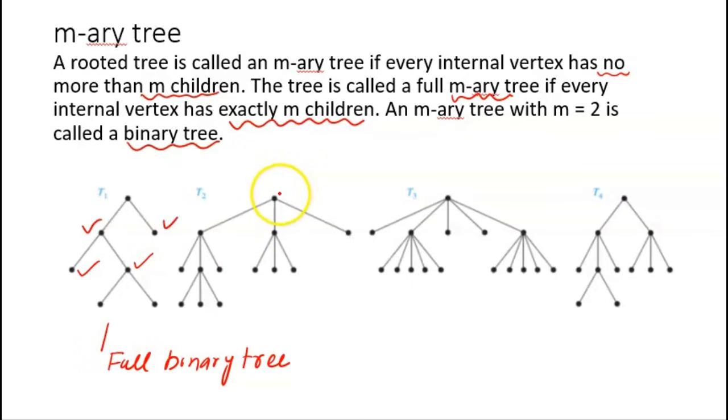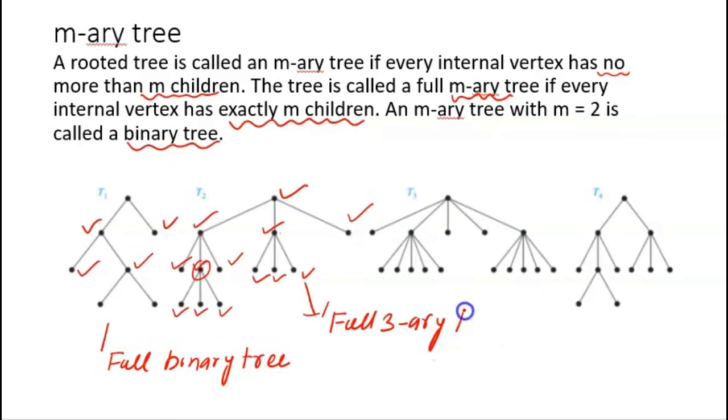If I talk about this tree here, this is an internal vertex and this internal vertex has 1, 2, 3 children. This is also an internal vertex. So this also has 3 children. This is also an internal vertex, so this also has 3 children. This is also an internal vertex, so this is also having 3 children. So this is an example of a full 3-ary tree.